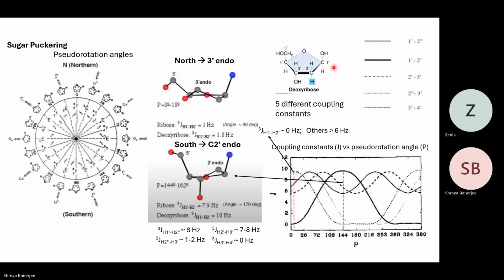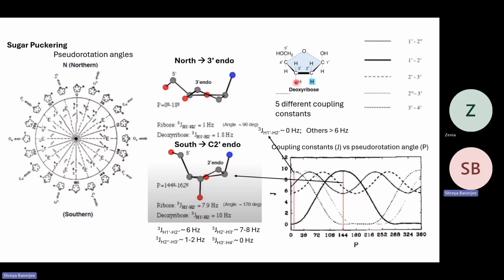Now, what are the different coupling constants we can have in the sugar ring? The 1' hydrogen can couple with the 2' hydrogen. There are two 2' hydrogens, we will call them 2' and 2 double prime. So 1' with 2', 1' with 2 double prime. Then 2' with 3', 2 double prime with 3'. And then 3' with 4'.